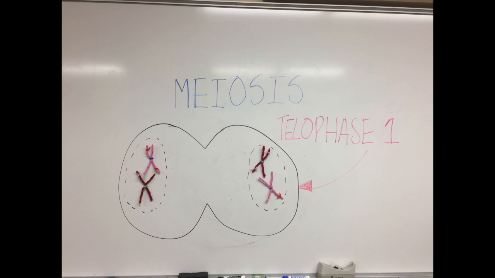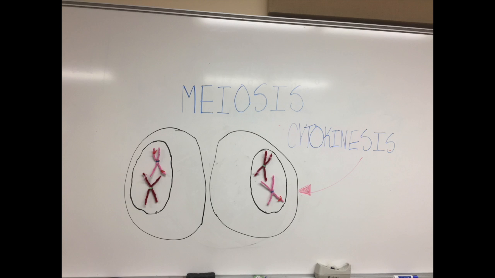Telophase 1. The two sets of sister chromatids are each enclosed by a nuclear membrane as the cells begin to split. Cytokinesis occurs and produces two cells, each with the same number of chromosomes as the parent cell. However, these cells are not identical to the parent cell.